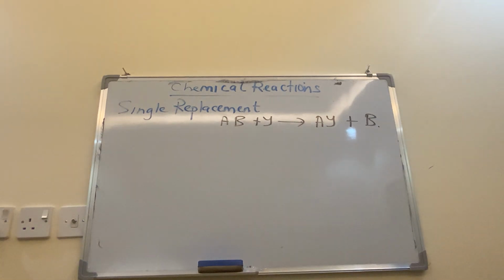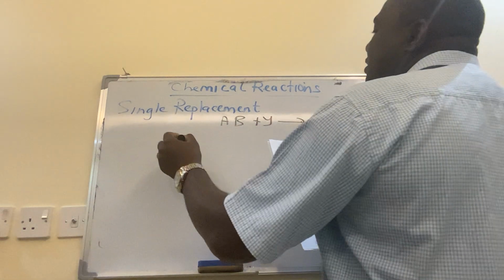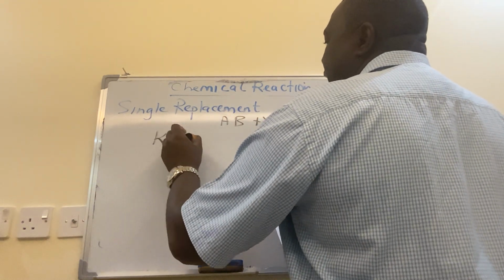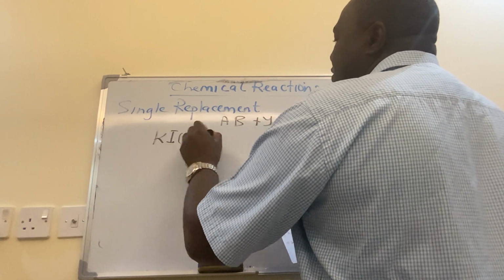Now, if you follow through what's happening there, B has been replaced by Y, and we have only replaced B in this equation. As a result, we can call this one a single replacement reaction. Some textbooks, indeed a number of references, may even say single displacement. That's also acceptable. For instance, we can have this reaction, potassium iodide, which is an aqueous solution.